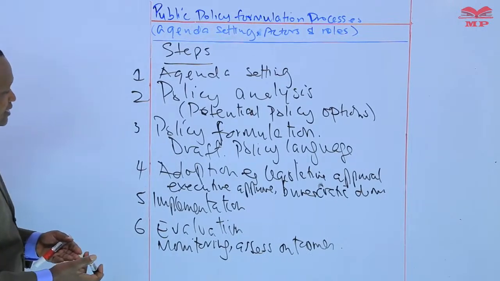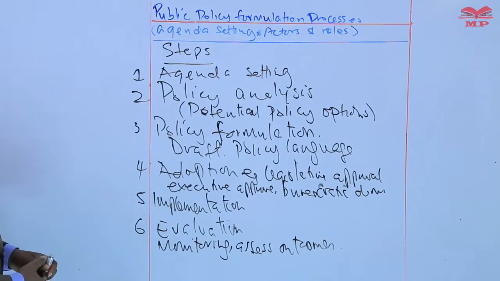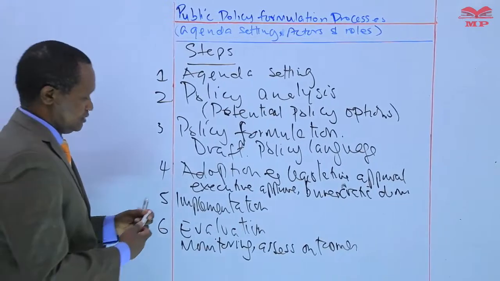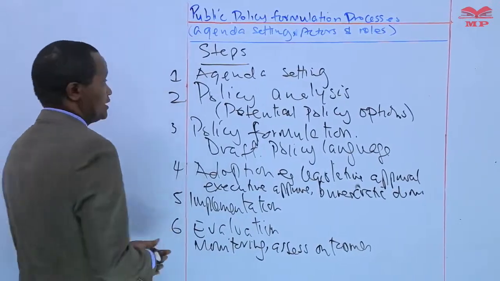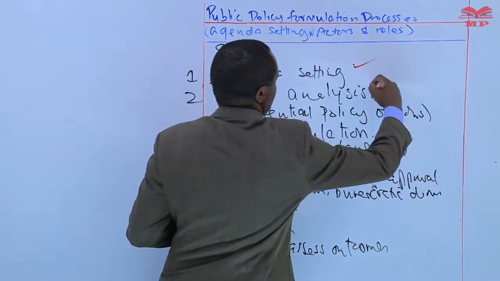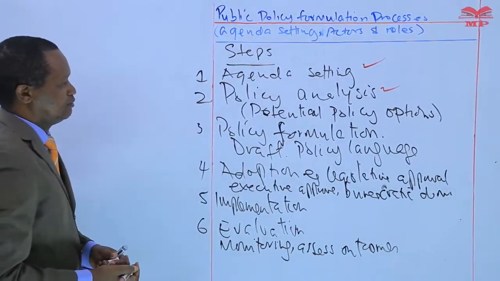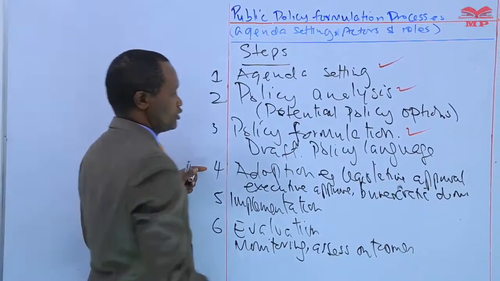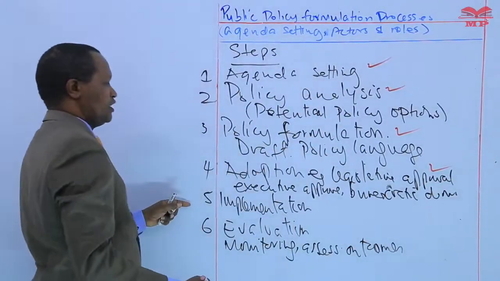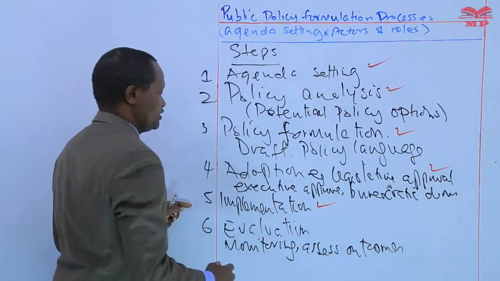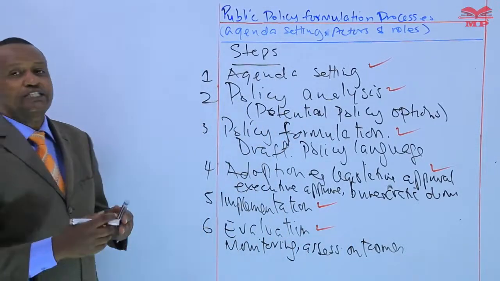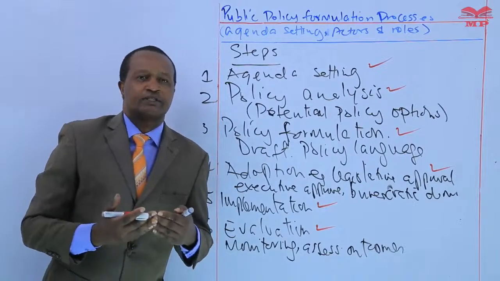So currently, these are 6 important steps in public policy formulation. 1, agenda setting. Agenda what? Agenda setting. 2, policy analysis. 3, policy formulation. 4, policy adoption. 5, policy implementation. 6, policy evaluation. These are key public policy formulation stages or steps.